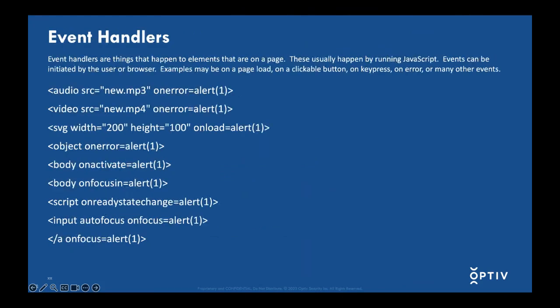You can also use event handlers to pop up cross-site scripting. So instead of using script alert, you can use audio, video, SVG. There's so many different event handlers. PortSwigger has a really nice cheat sheet to go through all these event handlers and tags.